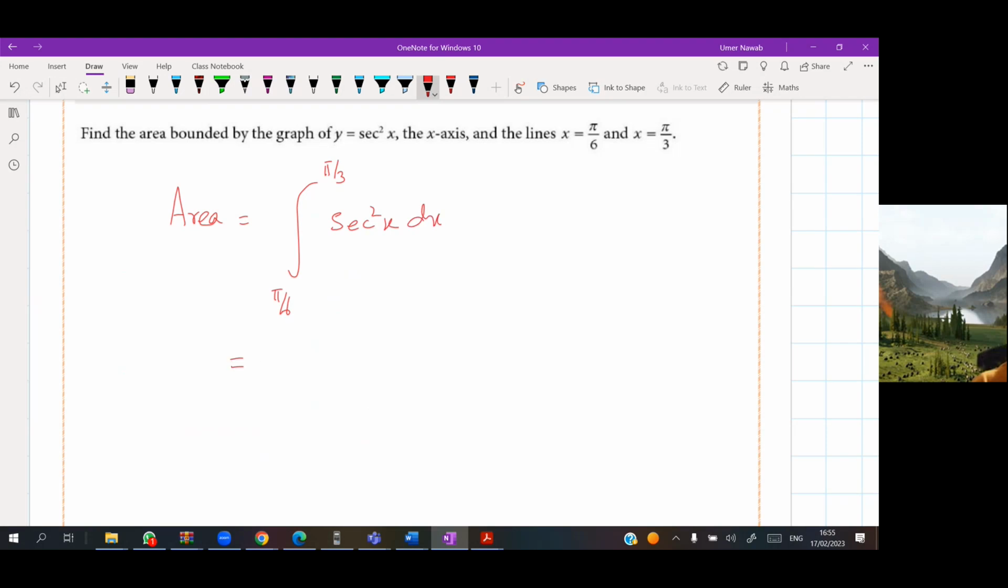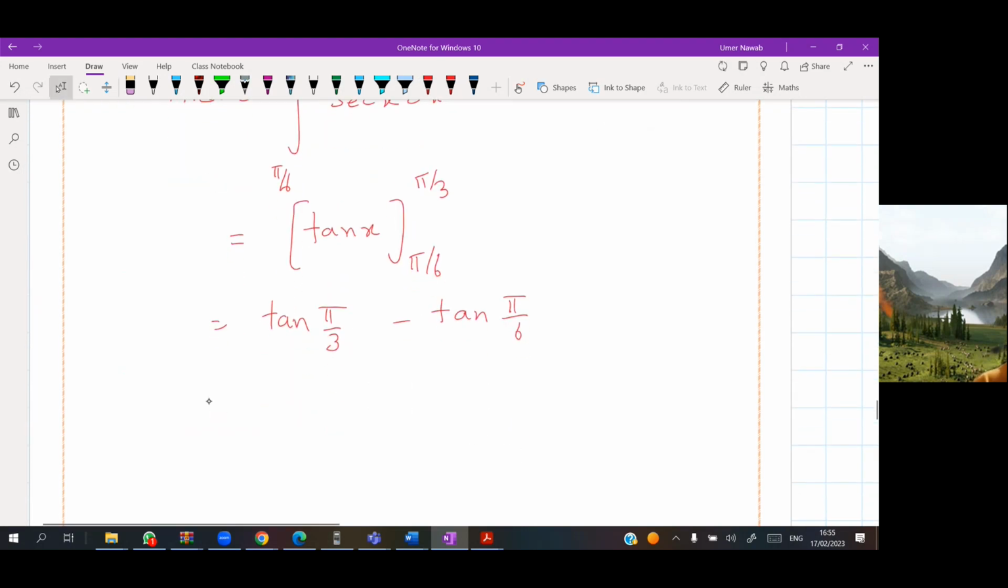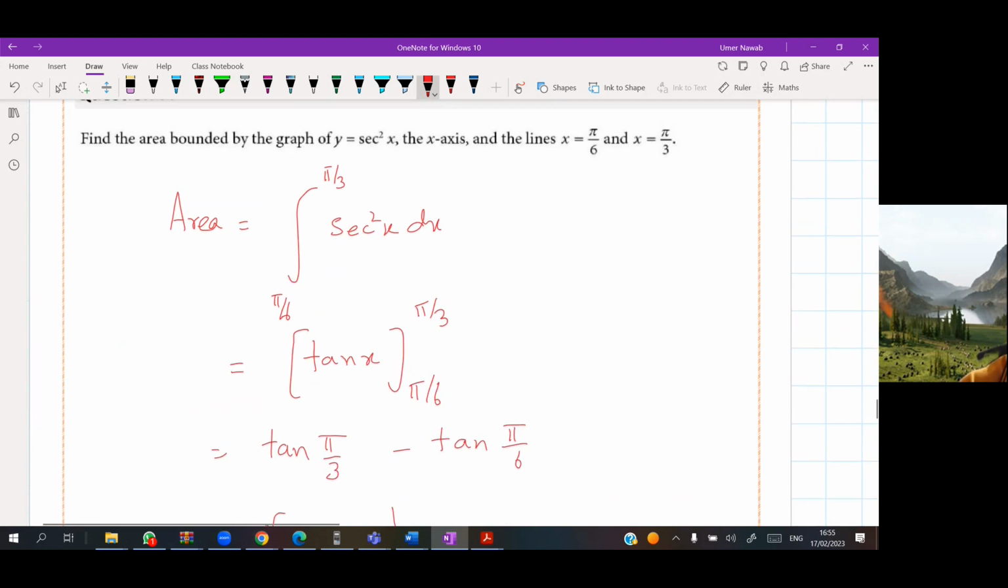Everyone remembers integration of secant square of x is tan of x. Upper limit substitute minus lower limit. Tan 60 is under root 3, and tan 30 degree is 1 over under root 3, and that's all, with the square units.